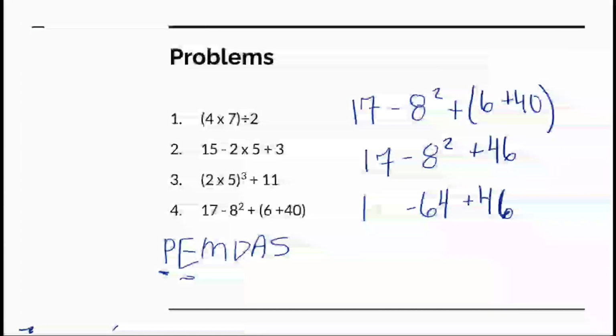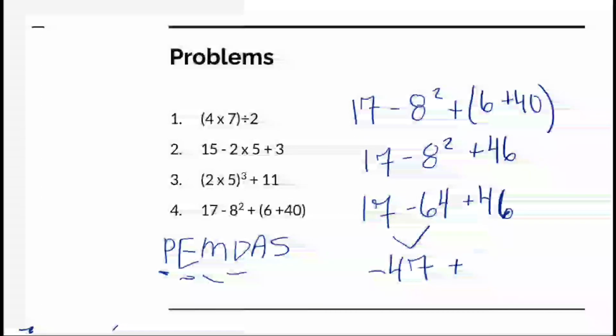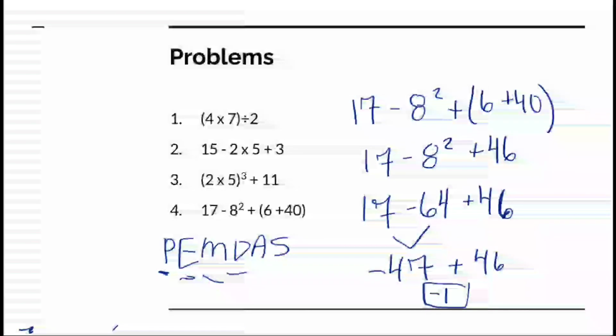All right. And then we have 17. No division. So addition, subtraction, reading this from left to right. 17 minus 64, we need to tackle this first. 17 minus 64 is negative 47. And adding negative 47 to 46 is negative 1.